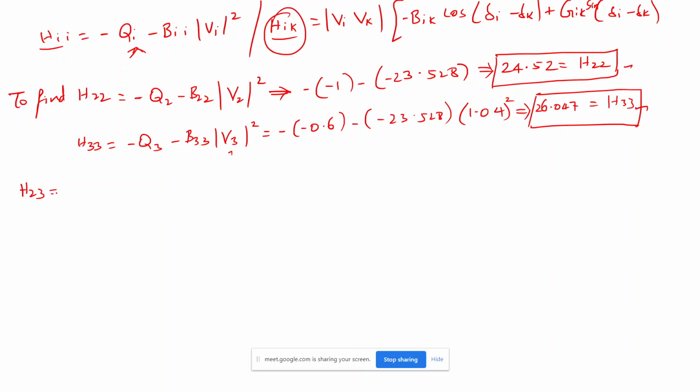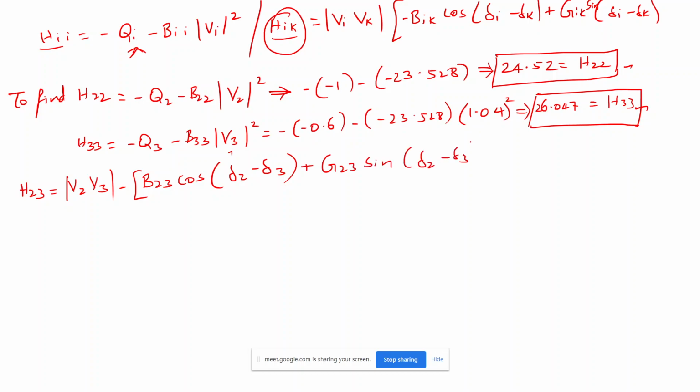So if I write this formula, then I will get V2 V3. Parallelly you also can try B23 cos del 2 minus del 3 plus G23 sin del 2 minus del 3. So if I solve, I will get the value. You can try it later. I will get the final value as minus 12.23. So this is nothing but the H23 value.